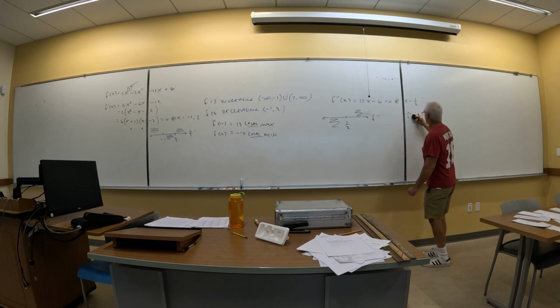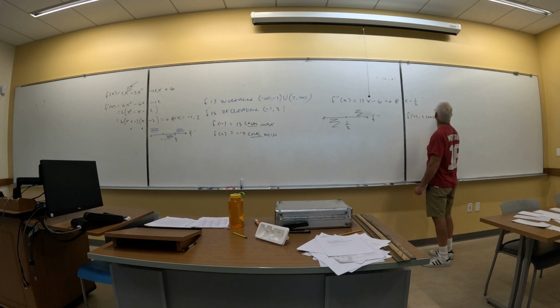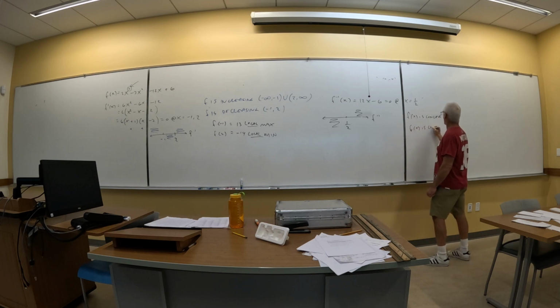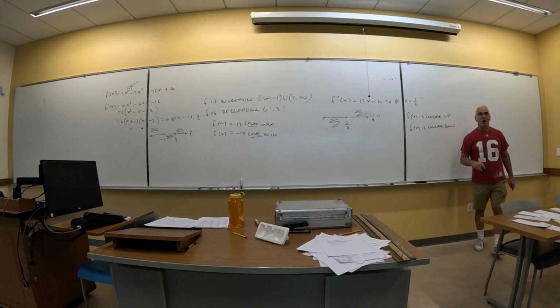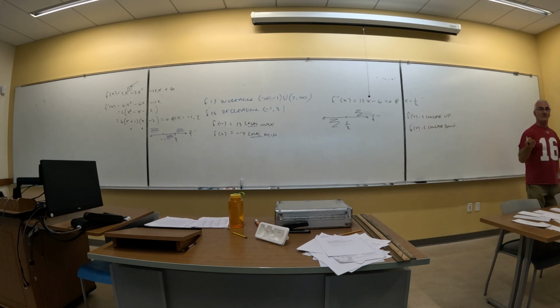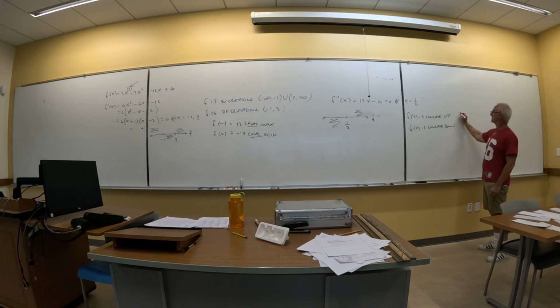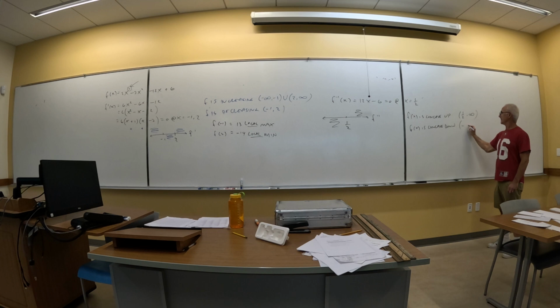So how do I make my conclusion? F double prime. F of x is concave up. F of x is concave down. You're concave up where your second derivative is positive. You're concave down where your second derivative is negative. That's it. So where is it concave up? From 1/2 to infinity. Where is it down? To 1/2.